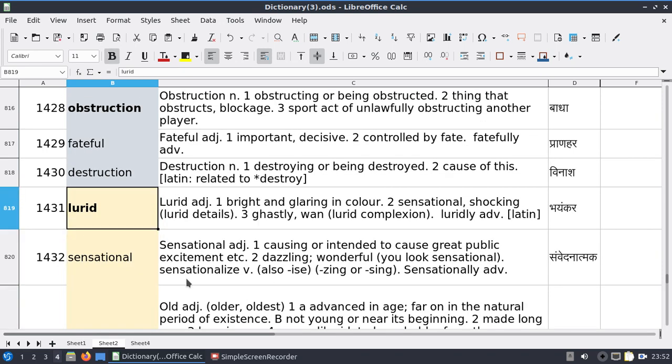Okay. Lurid. We had discussed this earlier also. Lurid details. That means these are very bright details, sensational, and that's why they are shocking also. So they are sensational and shocking.